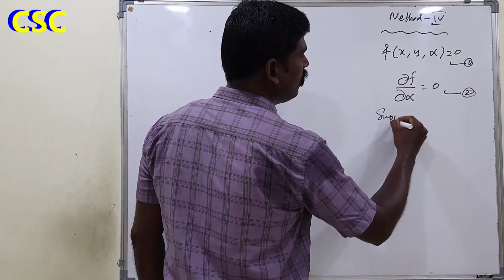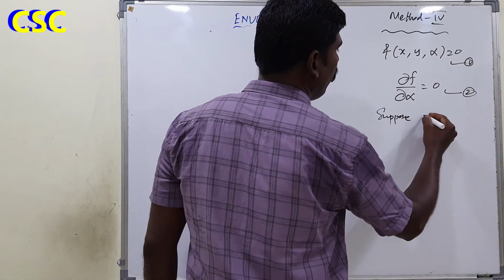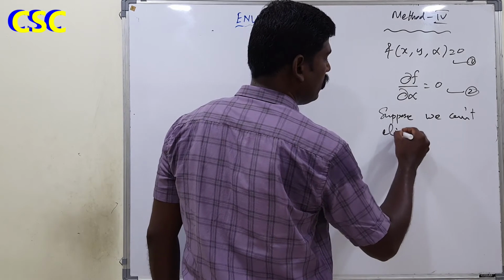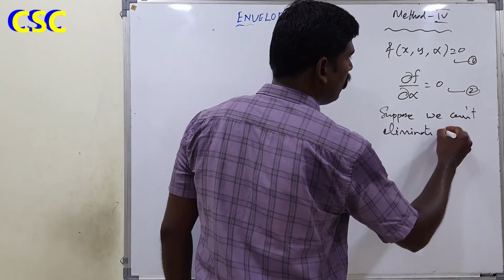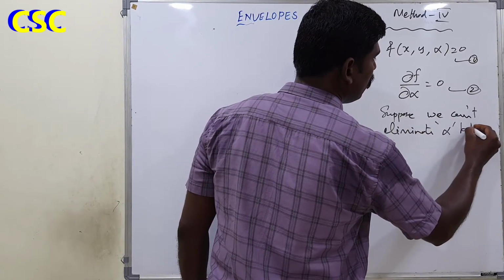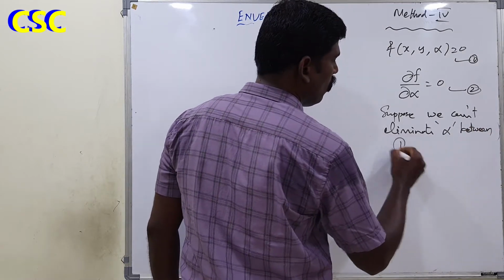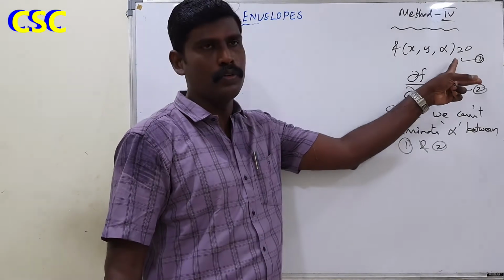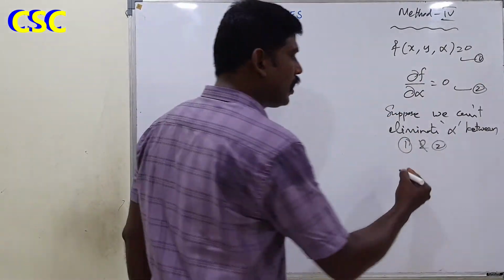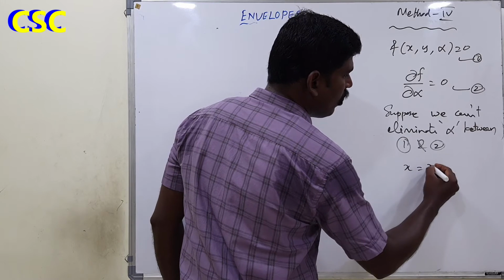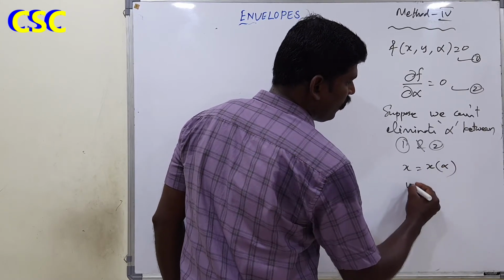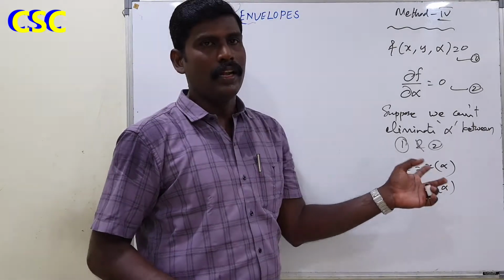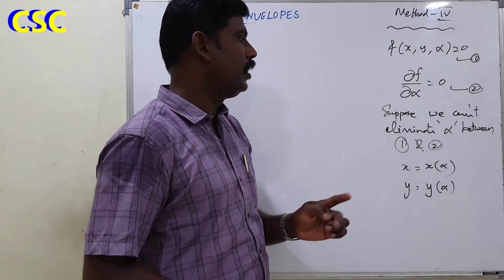Suppose we can't eliminate alpha between 1 and 2, then you can keep the envelope in terms of x equal to x of alpha and y equal to y of alpha. In terms of the parameter, we can write the given envelope. Okay, that's all.